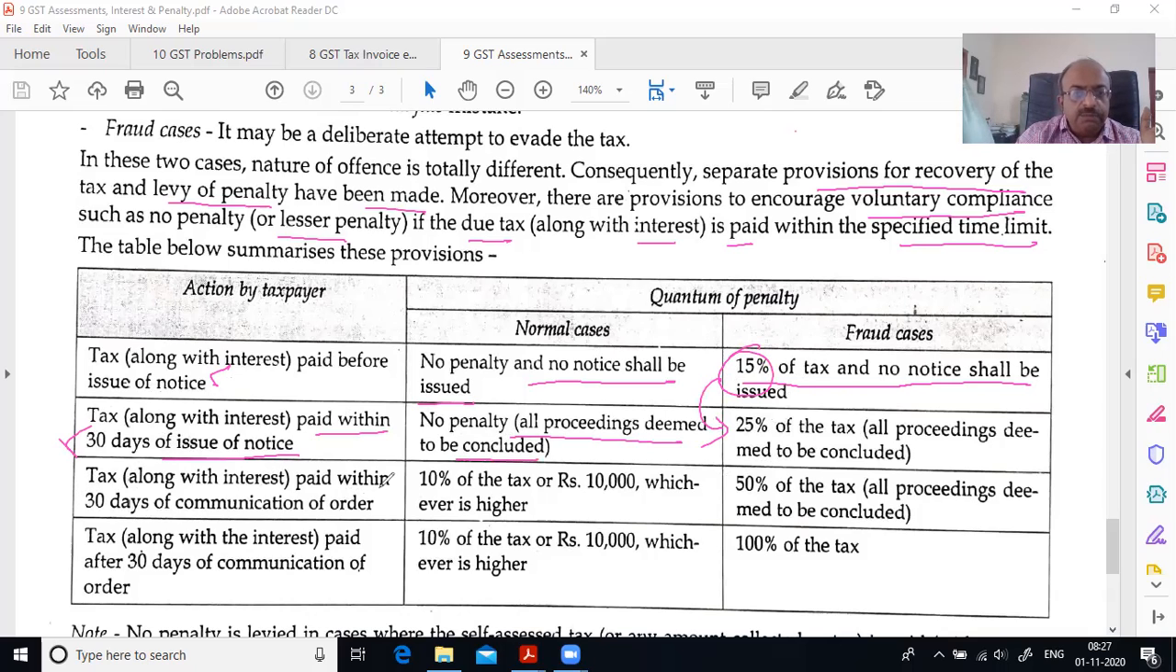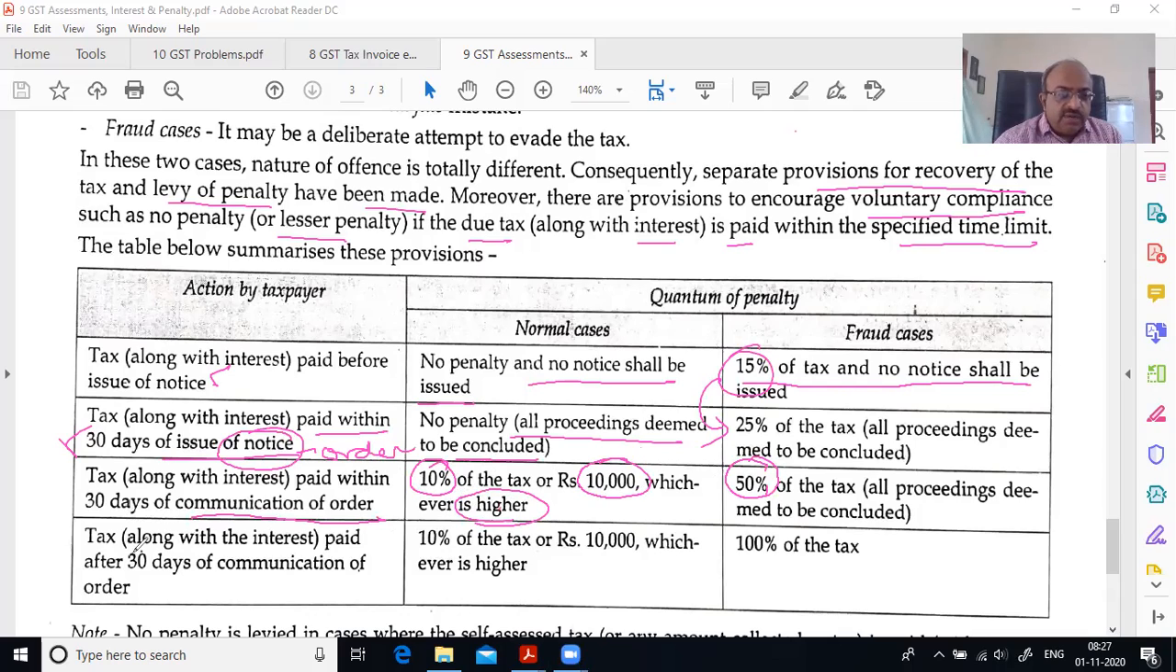Tax along with interest is paid within 30 days of communication of order. This is notice. After notice, still you have not paid, then it becomes an order. And you are paying within 30 days of the order. Then you have to pay 10% of the tax. You can't escape. Or 10,000, whichever is higher. Just see the difference. As time goes, your default increases, your meter increases. Whereas for a fraud case, it becomes 50%.